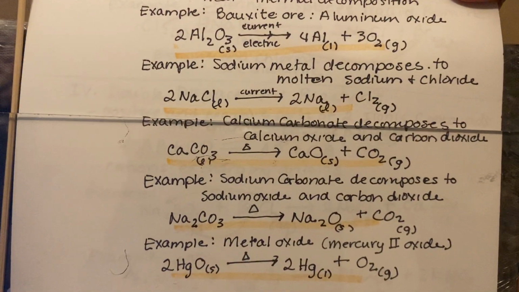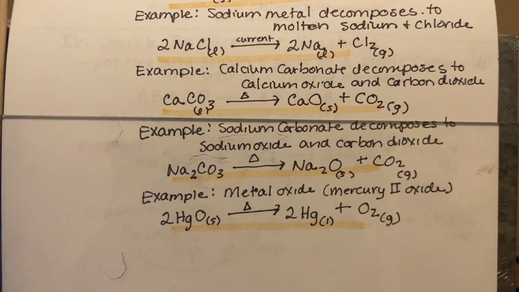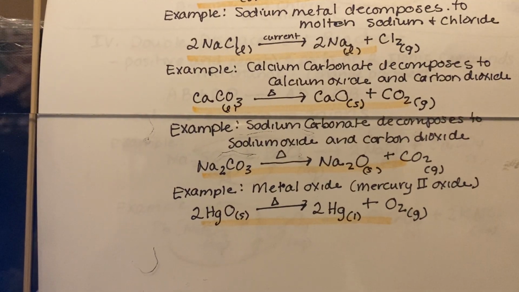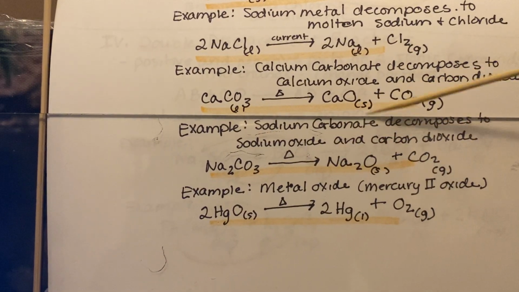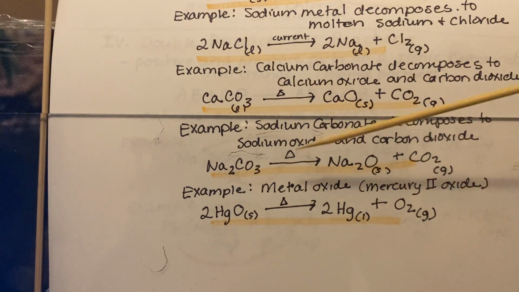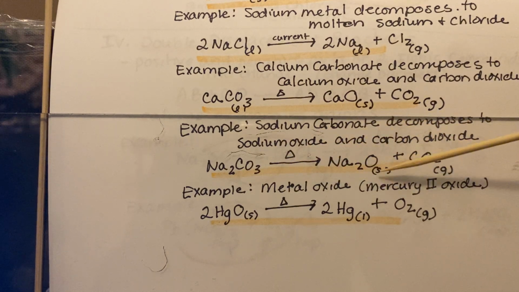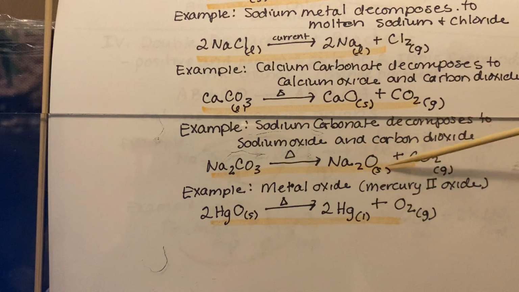So let's see. The next here, we have an example of sodium carbonate decomposing into sodium oxide and carbon dioxide. So here it is decomposing again. Here we have the little delta, they're adding heat, and it decomposes into sodium oxide right here and carbon dioxide.